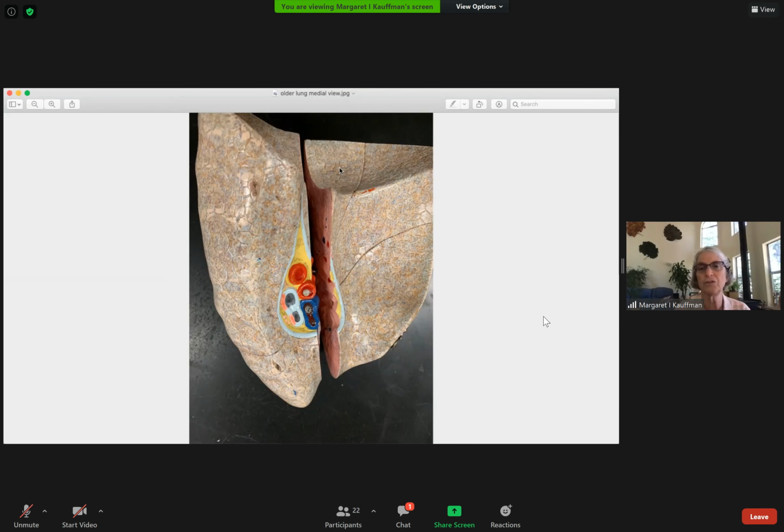What I'm pointing out is the hilum here. So here are the primary bronchi. They're already branched, in fact, into secondary, but that's the bronchi coming in. And then this is the pulmonary circuit. So don't forget, pulmonary circuit means that these are veins and these are arteries. So don't go by the color coding. Go by knowing this is the pulmonary circuit.